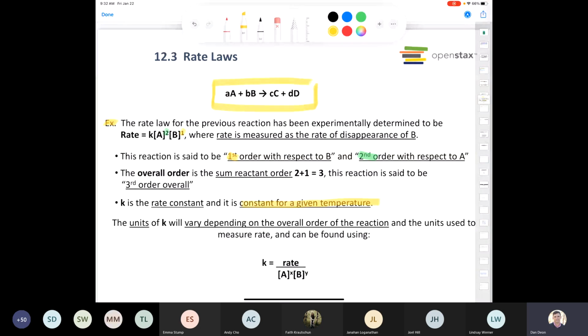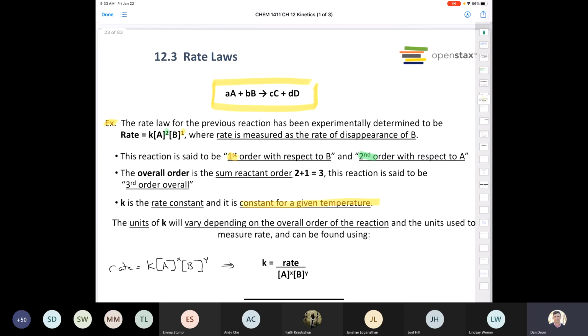Because if we rearrange the generic equation that we had before, on the previous slide, which was rate is equal to K times A to the power of X times B to the power of Y, and solve this for K, we get that K is equal to rate divided by A to the power of X times B to the power of Y. So that means that K is going to be dependent on these exponents here. So the units of K will vary depending on the situation, depending on the reaction order.